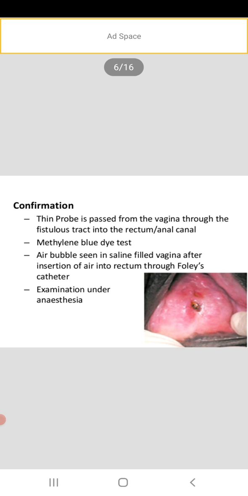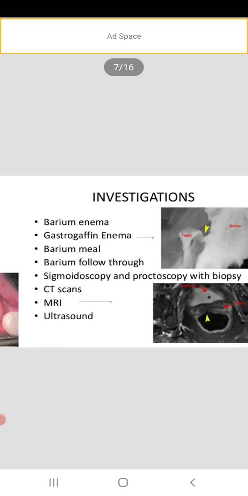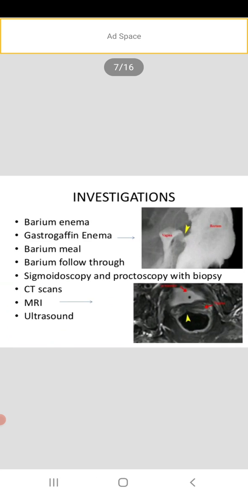Then confirmation: how can we confirm a rectovaginal fistula? A thin probe is passed from the vagina through the fistulous tract into the rectum or anal canal. Methylene blue dye test. Air bubbles seen in a saline filled vagina after insertion of air into the rectum through a Foley's catheter. Examination under anesthesia. Investigations: barium enema, gastrografin enema, barium meal, barium follow through, sigmoidoscopy and proctoscopy with biopsy, CT scan, MRI, ultrasound.